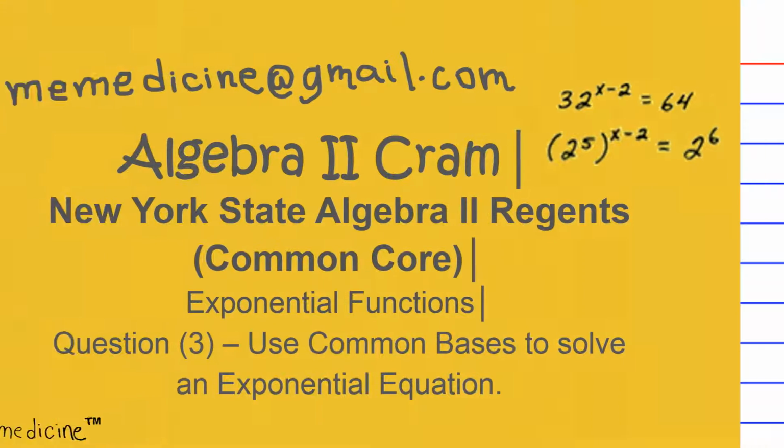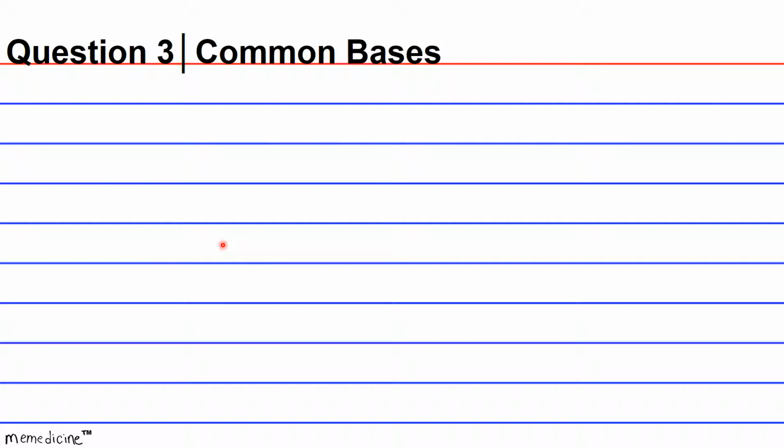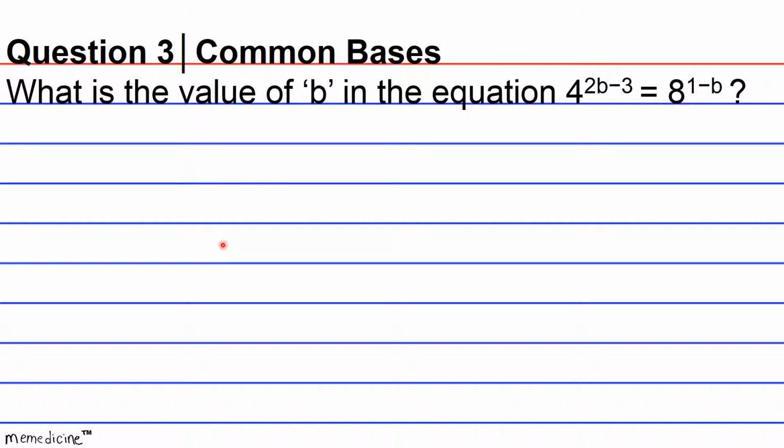Let's delve into the concept. Question 3, common bases. What is the value of b in the equation 4 to the 2b minus 3 is equivalent to 8 raised to the 1 minus b? Definitely press pause if you need to, and I'll give you a moment to think. While you're thinking, let's list a few answer choices. A, -3/7, B, 7/9, C, 9/7, or D, 10/7.